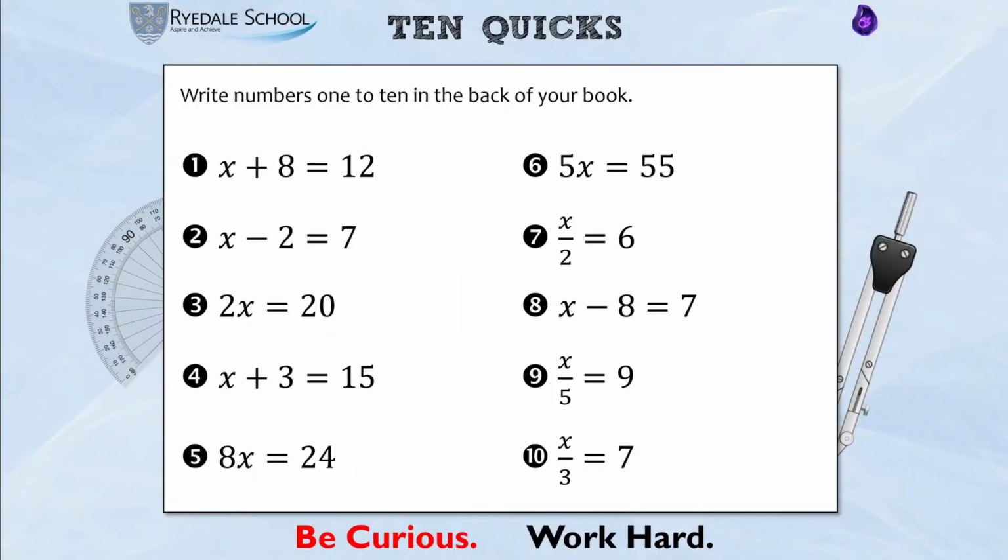Before we get started, we're just going to begin with 10 quick questions. I would suggest you write numbers 1 to 10 in the back of your book, and then just jot down what you think the answer to each equation is. There's no need to write the equation out, just what you think the answer is. So pause the video here, because I'm about to do the answers.